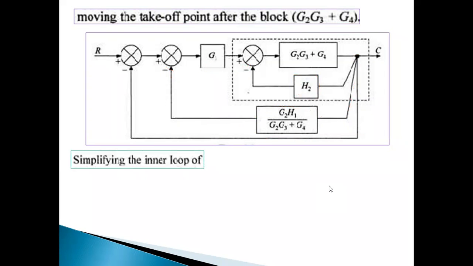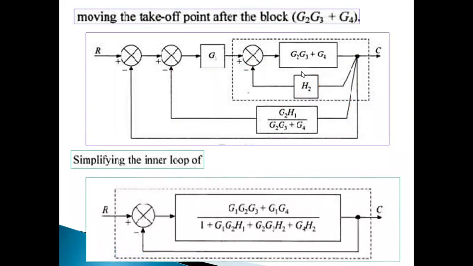So simplifying the inner loop. This is the inner loop and also inner loops. So eliminating H2 and eliminating this one. Finally, you have to get this block. So the outer loop is with unity gain. Okay, this is a feedback whose gain value or whose transfer function is unity.